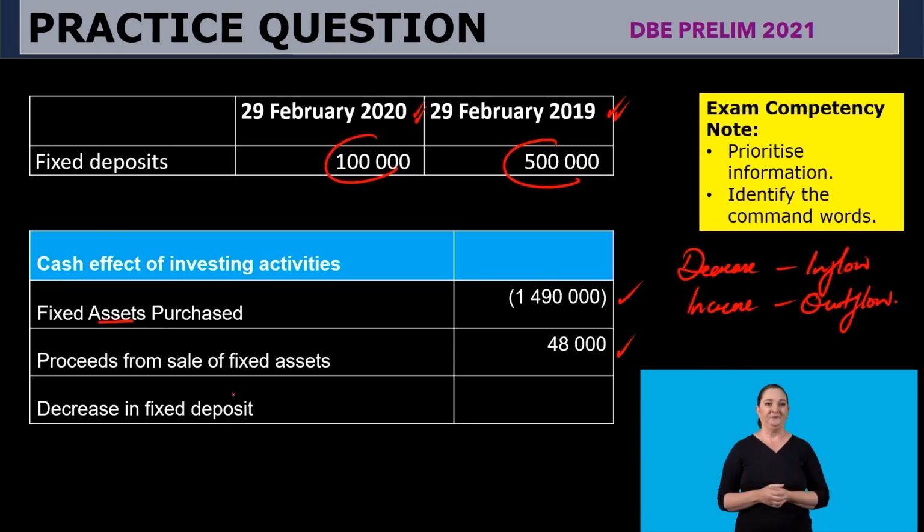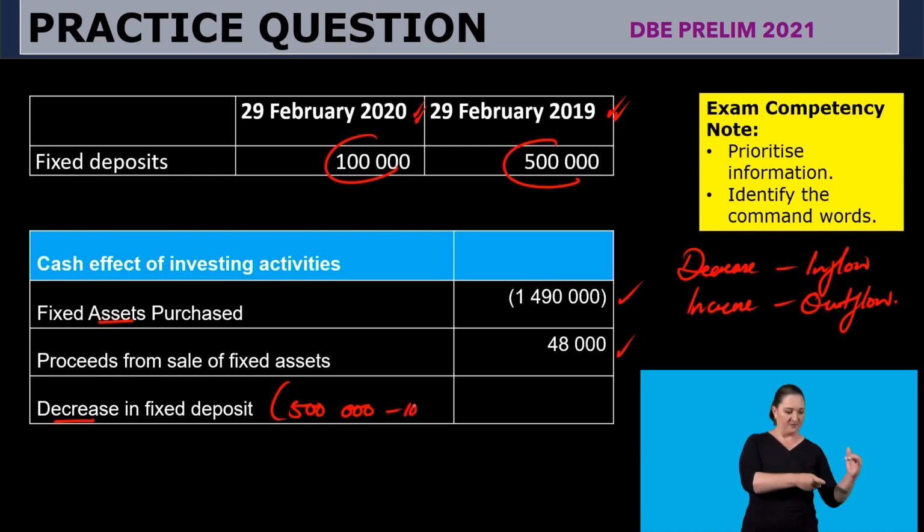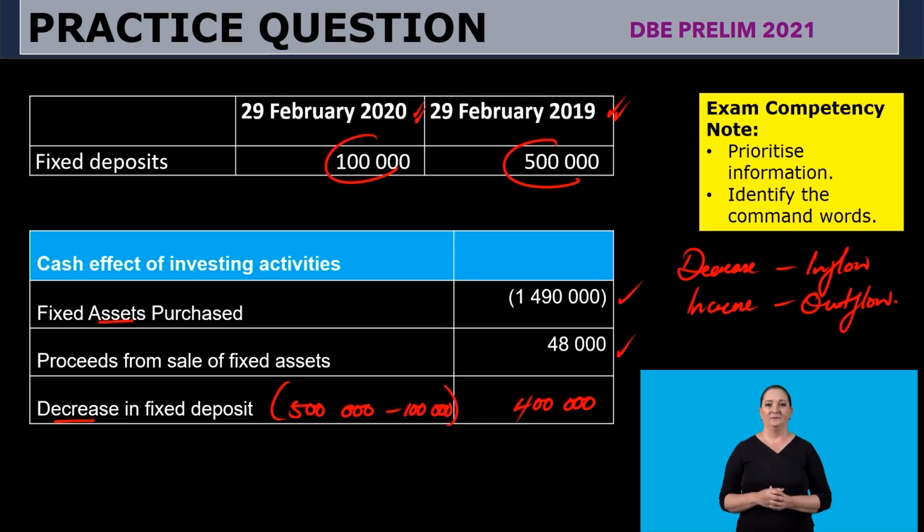Okay, so here on my fixed deposit, it is a decrease indeed, where I had 500,000 and now it is 100,000. So it has decreased by 400,000, and that is my cash inflow, a cash inflow in this case. Okay, and therefore, if it was an increase, it was going to be a cash outflow. Let's go on to the next aspect.